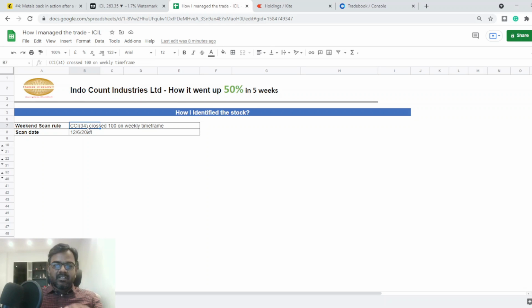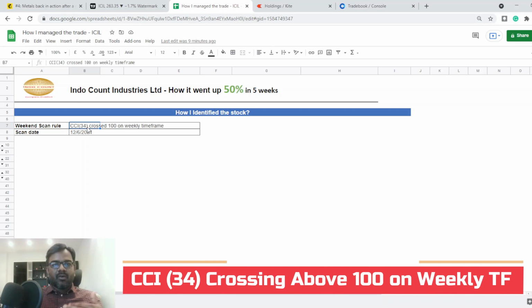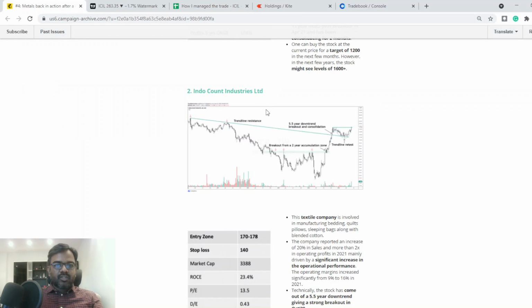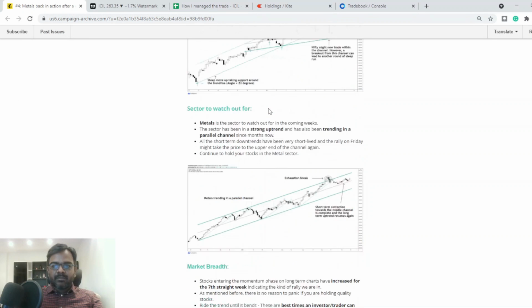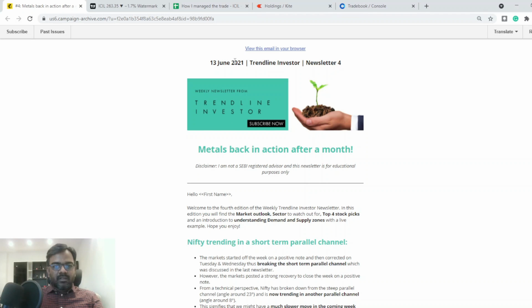Now the filter condition is simple. If you want to find the scanner, go to my Twitter pin tweet, you will find this CCI strategy. So the condition is that CCI 34 should cross 100 on the weekly time frame. Now we'll look at that shortly, but before that I just want to show this newsletter which I published on the 13th of June 2021.